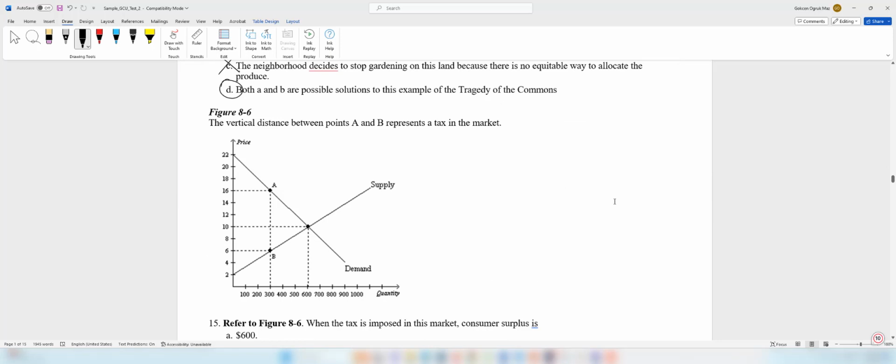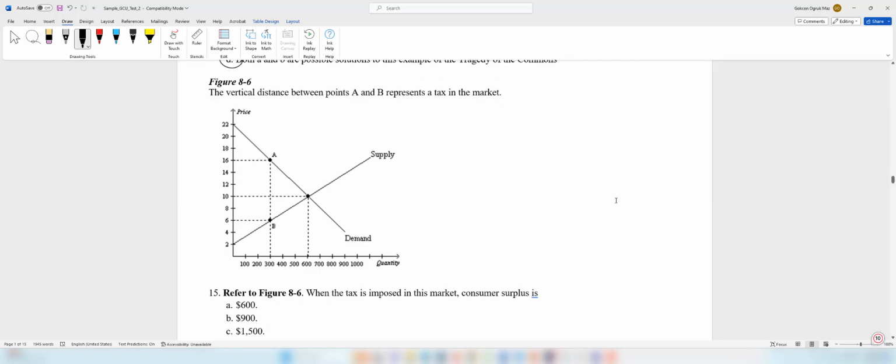So the vertical distance between points A and B represents a tax in the market. The tax amount is again $10, from 16 to 6, it's $10. When the tax is imposed in the market, what is the consumer surplus? Consumers are going to pay this number, right? No longer are they paying 10. They are paying $16 after the tax. So the consumer surplus is this area, below the demand curve and above the price.